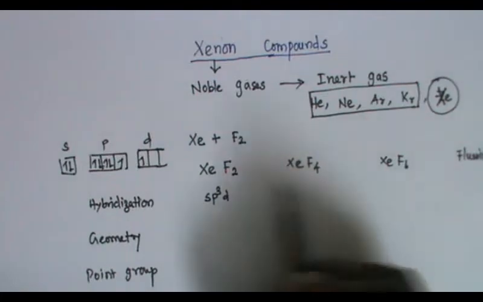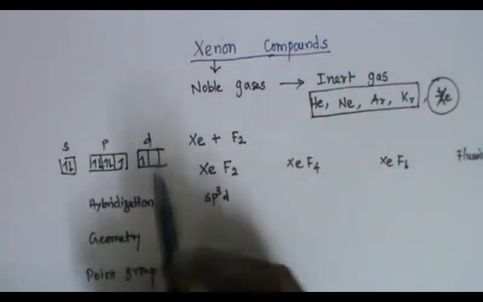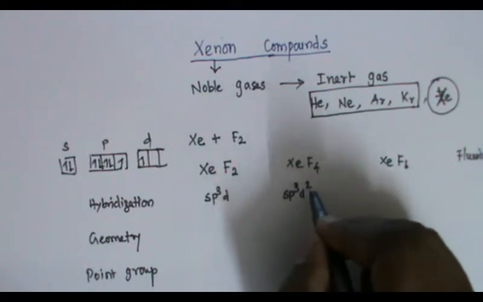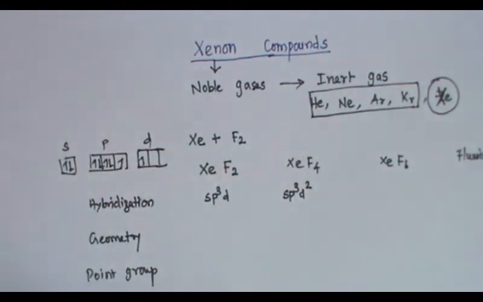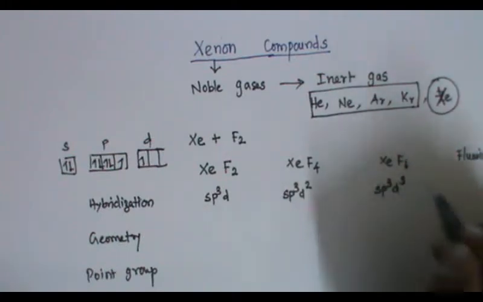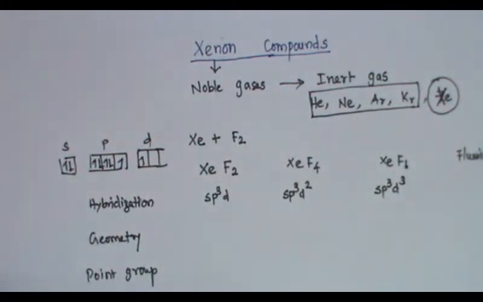If you go for this, I have to go for one more electron excitation. What I get is sp3d2. The next one, it will be sp3d3. So you can easily predict.